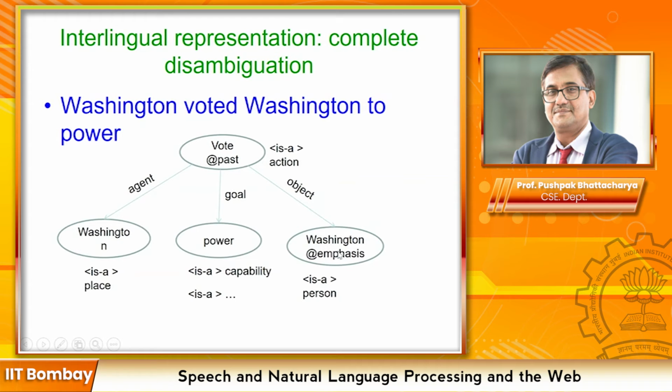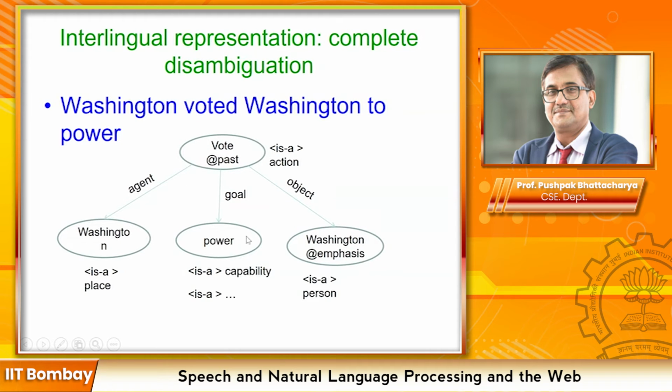Washington voted Washington to power. Goal is to power. Agent is Washington. So this Washington is the city of Washington. And the second Washington is the US President Washington. Emphasis is placed here for some reason. Washington voted Washington to power. Okay, let's see. And power is a capability. Washington is a place. Washington here is a person.